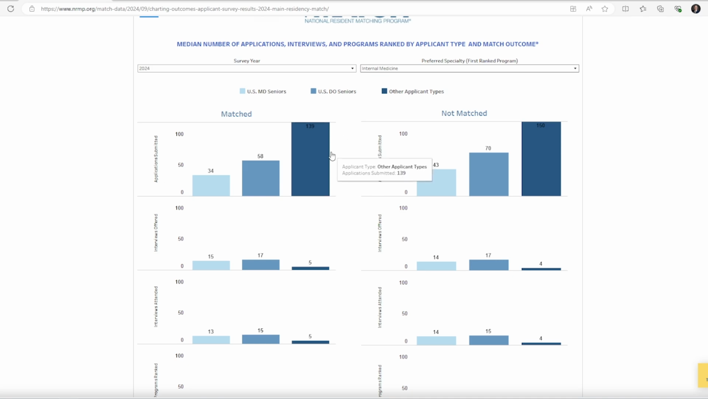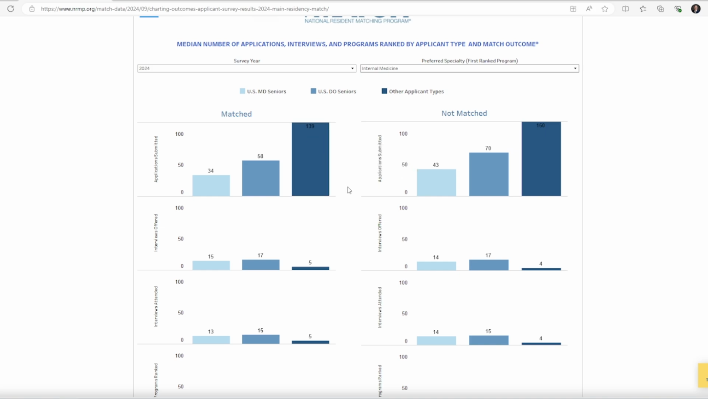They can still give us some idea about the median number for each of these categories. So again, we care about this one. You can see here also matched and not matched, so you can see the median number of those who matched separately from those who did not match. Let's look at the median number. You can see that the USMD seniors submitted a median of 34 applications, so they applied to a median of 34 programs. USDO seniors, 58, while USIMGs and non-USIMGs, a median of 139.